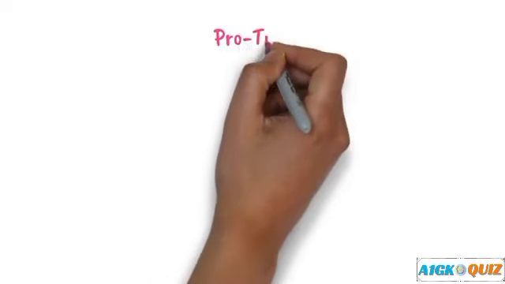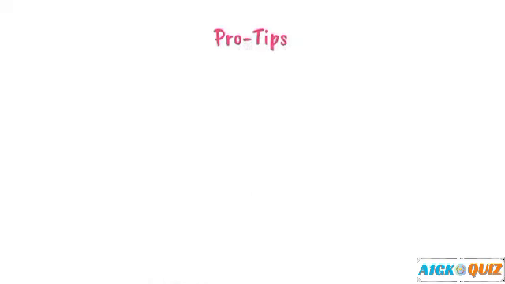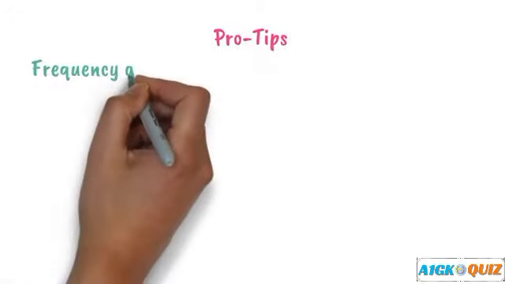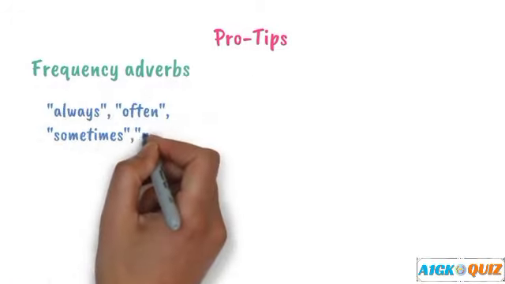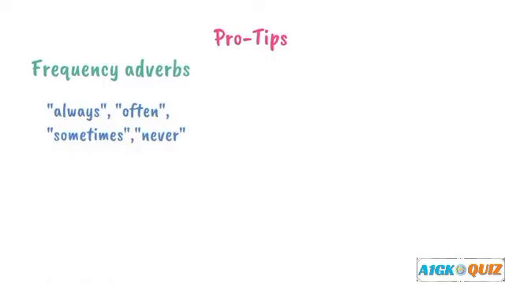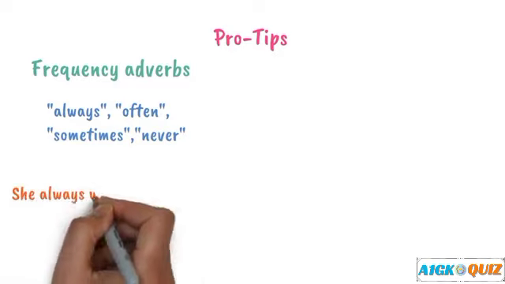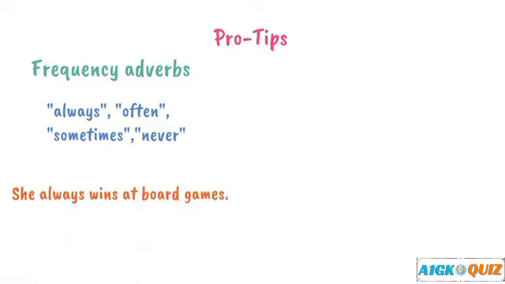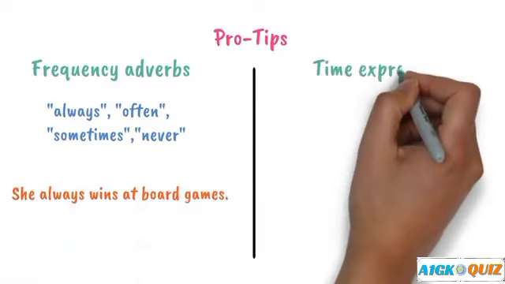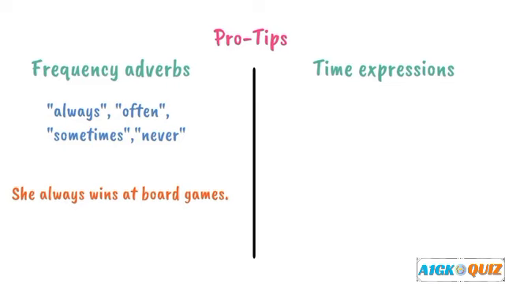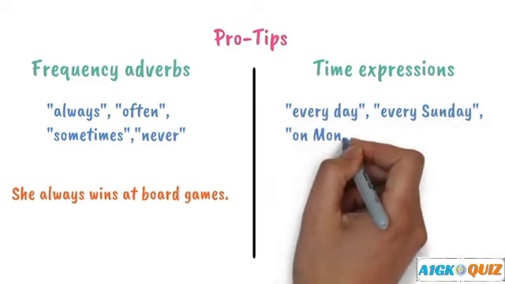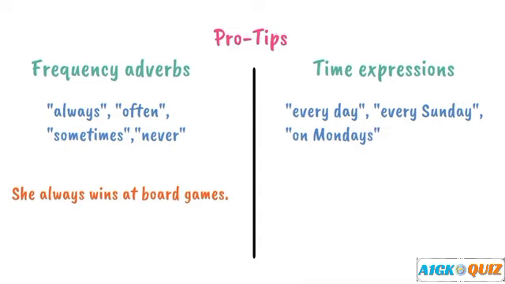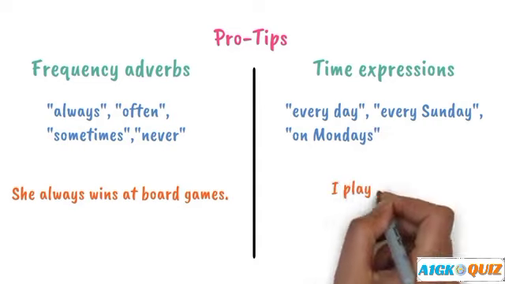Now, here are some pro tips to master simple present tense. Number 1, frequency adverbs. Use words like always, often, sometimes and never to show how often an action happens. For example, she always wins at board games. Number 2, time expressions. Pair your verbs with words like every day, every Sunday or on Mondays for extra clarity. For example, I play every day.